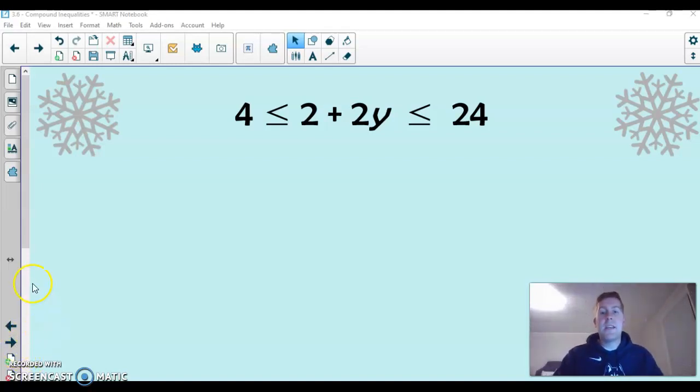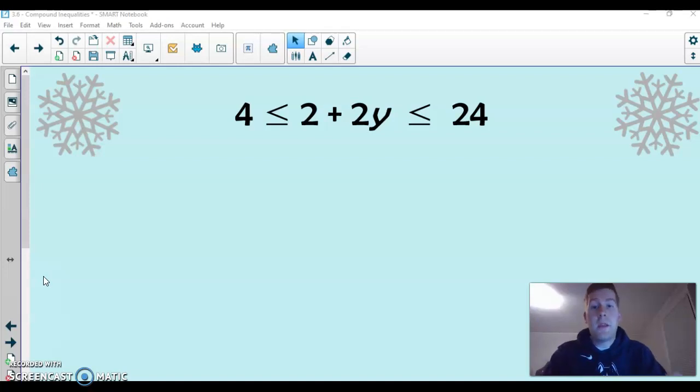Okay, so here's the example we have, and it says 4 is less than or equal to 2 plus 2y, which is less than or equal to 24. Now the goal here, just like with solving any equation or inequality, is to get the variable by itself.